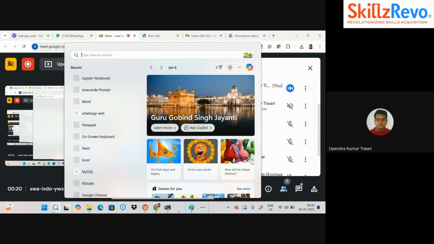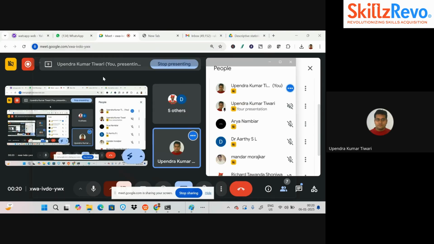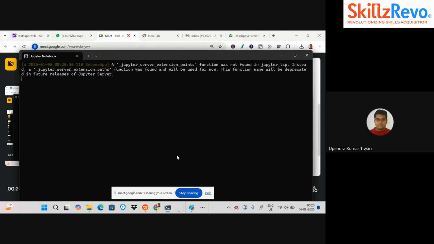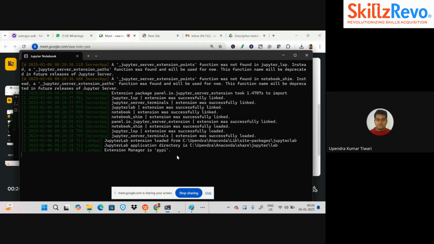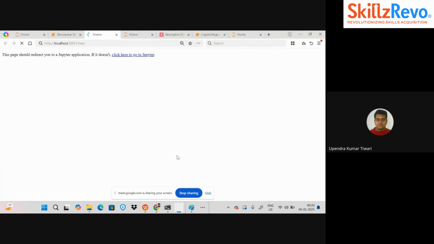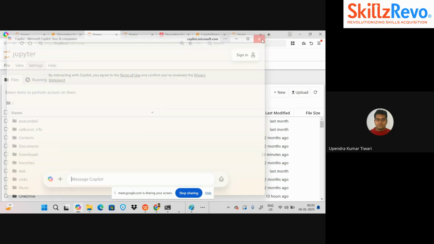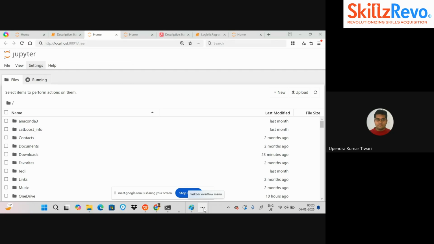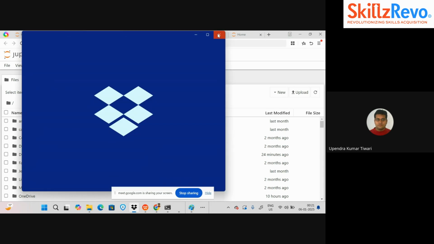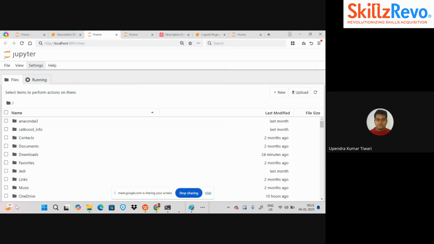Where's the Jupyter? In which browser is it opening? It is opening in the Copilot. It is not showing here. Anyway, I'll look into this.